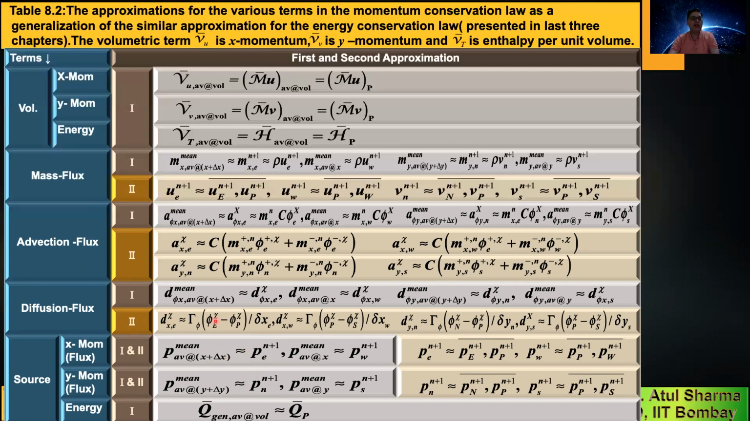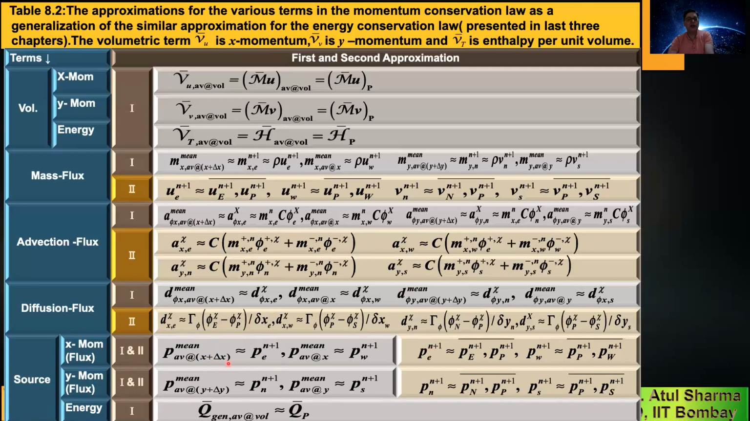Now, as far as calculating the value in advection, we use an advection scheme. Whereas for mass flux, the velocity that we calculate in the second approximation, and even for pressure, we use a linear interpolation, which is similar to a central difference advection scheme. So for the pressure, the first approximation is very similar to what we use for the mass flux.